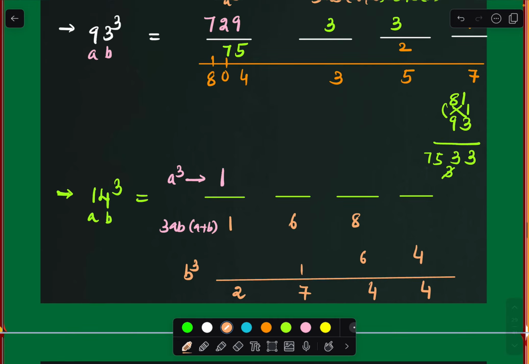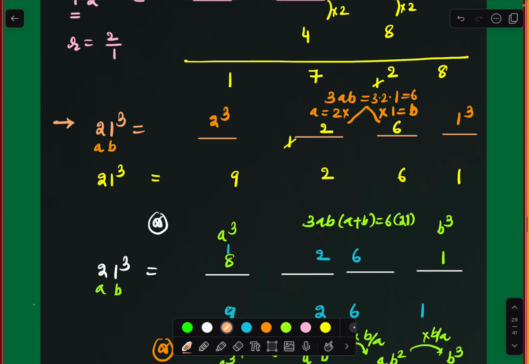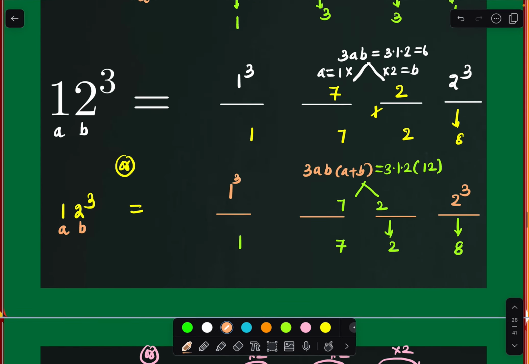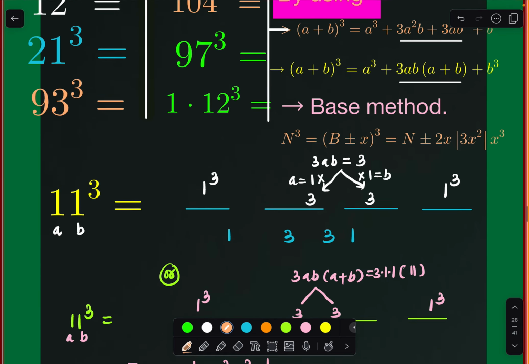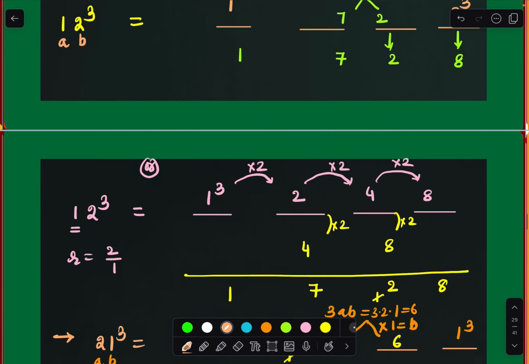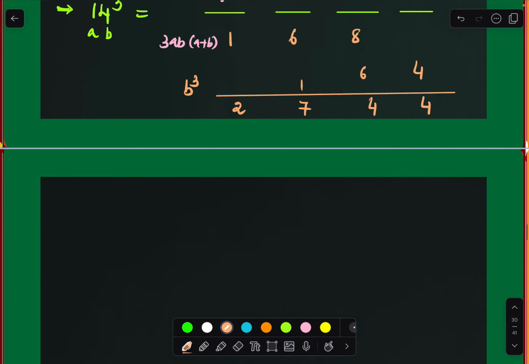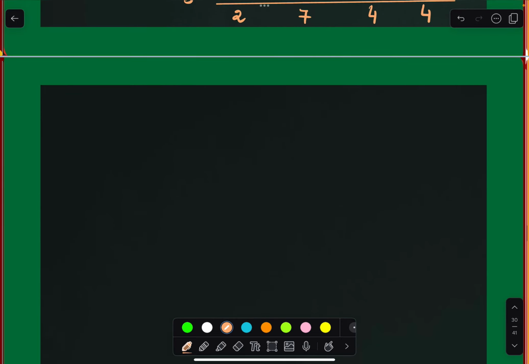So it is a very simple thing by using the general technique. Now how to calculate cubes of a number by using the base method, right? I think this method, the a plus b whole cube method, is very clear for you. Now I'm going with the base method, right? Base method on that.